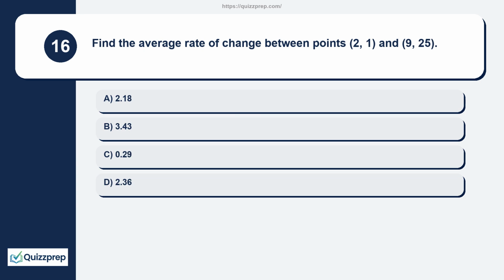Question 16. Find the average rate of change between points (2, 1) and (9, 25). 2.18, 3.43, 0.29, 2.36.